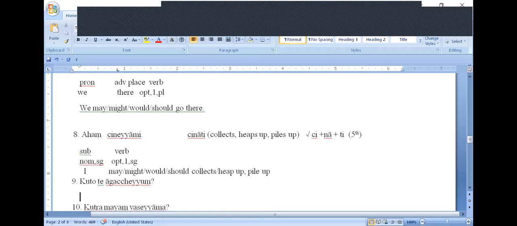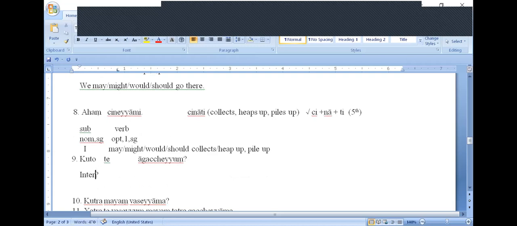All right. Want to try number nine? Any volunteer? Okay, yes. Kutra de agacheyum. So this is a question. So how do you know it's a question? Can you tell us how you know it's a question? It's the kuto. So this is interrogative. Yeah, okay. Interrogative.